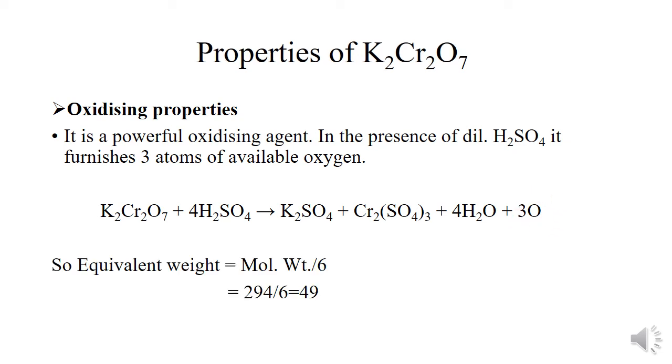Clear? So, in this case, the oxidation state of chromium in potassium dichromate is +6, and it is reduced to +3. So its equivalent weight is calculated by the formula molecular weight divided by 6. Clear? And the molecular weight is 294, so dividing by 6, it comes out to be 49.